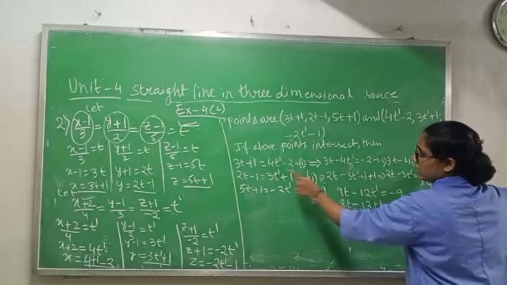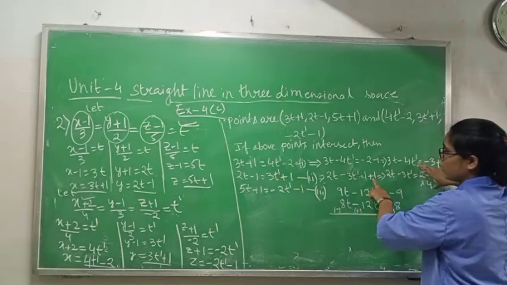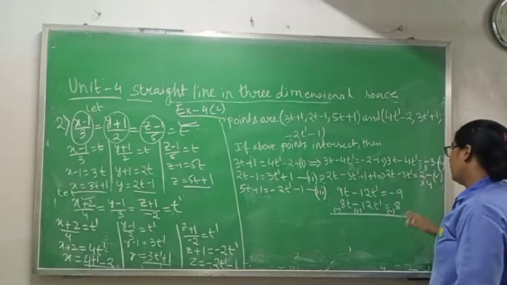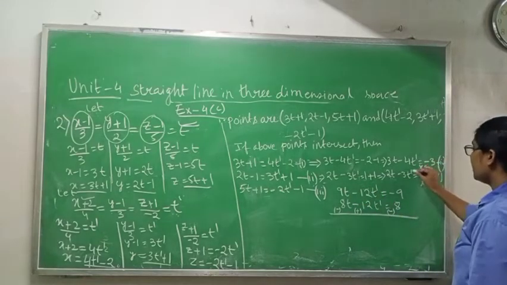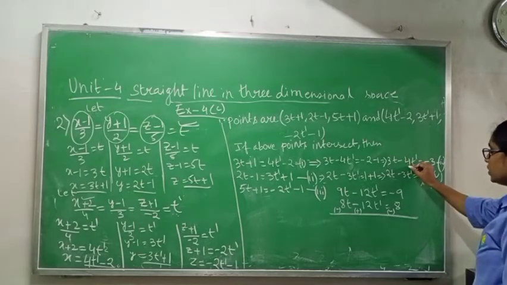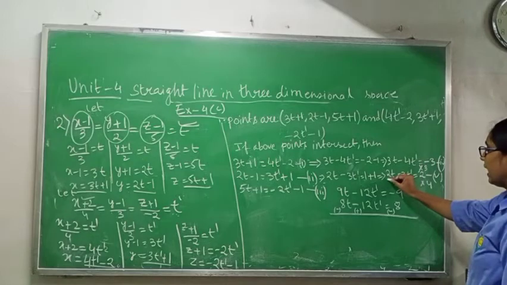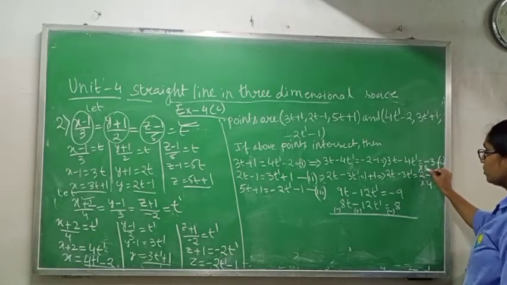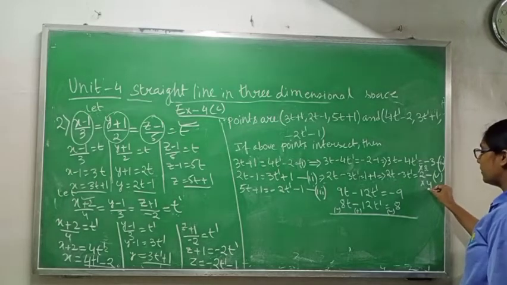Plus 1 will remain as it is, minus 1 will come, it will become plus 2. So 2t minus 3t dash equals 2. Now you can see in equation 4 we have 3t minus 4t dash, in equation 5 we have 2t minus 3t dash. So I am multiplying equation 4 with 3 and equation 5 with 4.